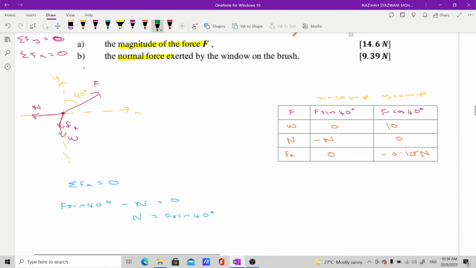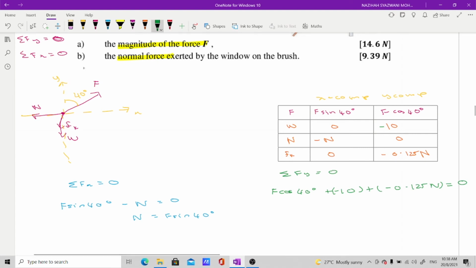So next, let's look at your y component. So summation Fy equals to 0. So on y component, we have three forces acting on y component. So the first one is F cos 40 degree plus 10. Okay, for this 10, let's look at the direction of the weight. The weight is actually downward, so it should be negative 10. Okay, and for this one, we plus negative 0.125 N equals to 0.